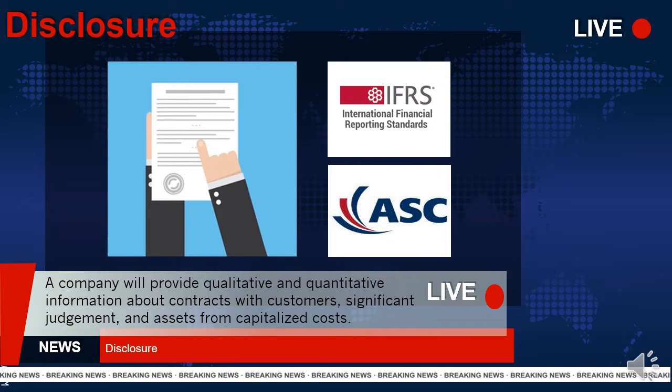Okay, the last thing to be discussed under the new revenue recognition standard is the disclosure. Under the new standard, a company will provide qualitative and quantitative information about contracts with customers, significant judgments, and assets from capitalized costs.